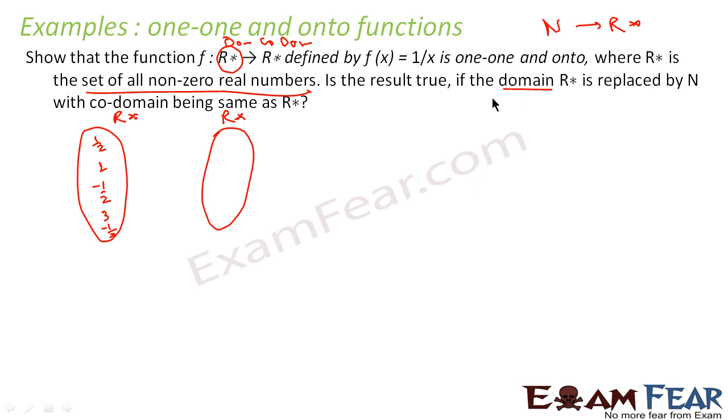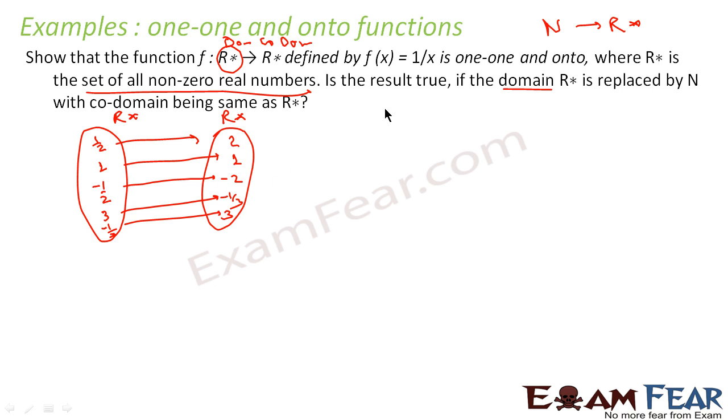If you take 1 by 2, then 1 by 1 by 2 becomes 2. 1 by 1 is 1. Minus 1 by 2 will become minus 2. Minus 3 will become minus 1 by 3. And minus 1 by 3 will become 3. So if you take any number in this domain, you will have a unique value in the codomain also.